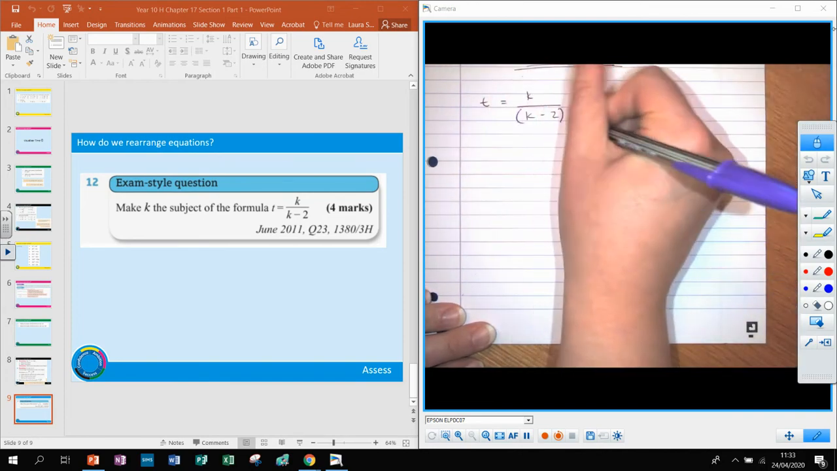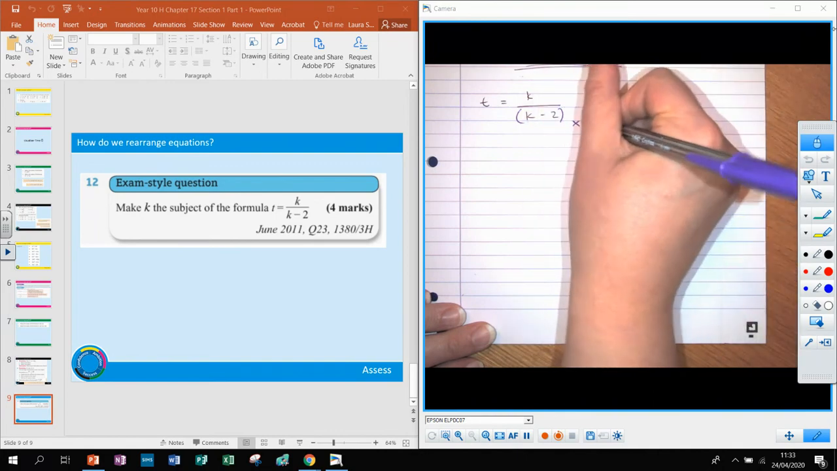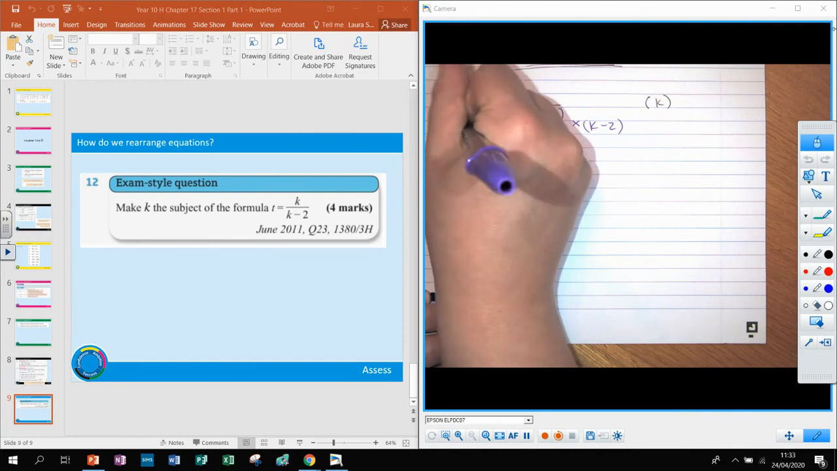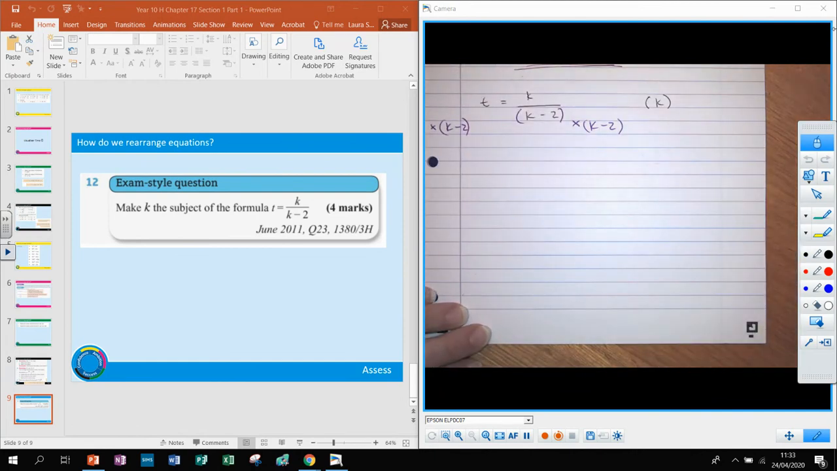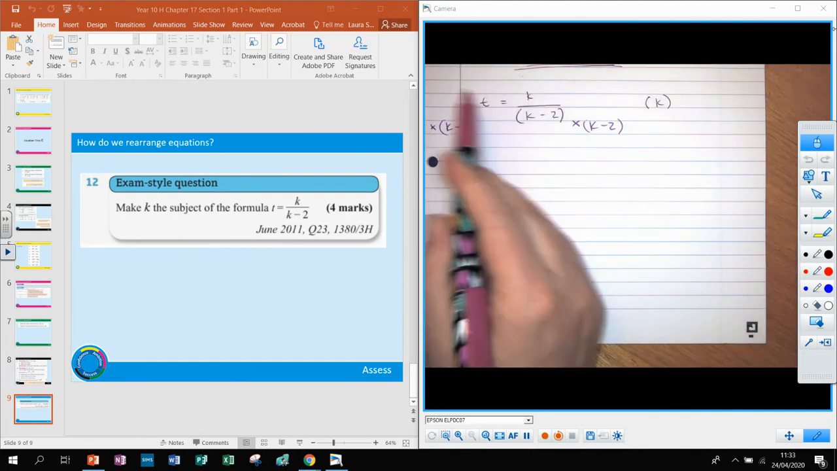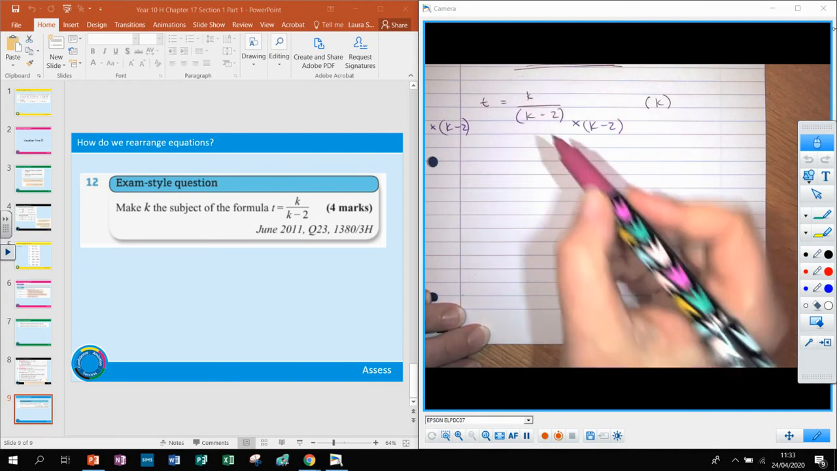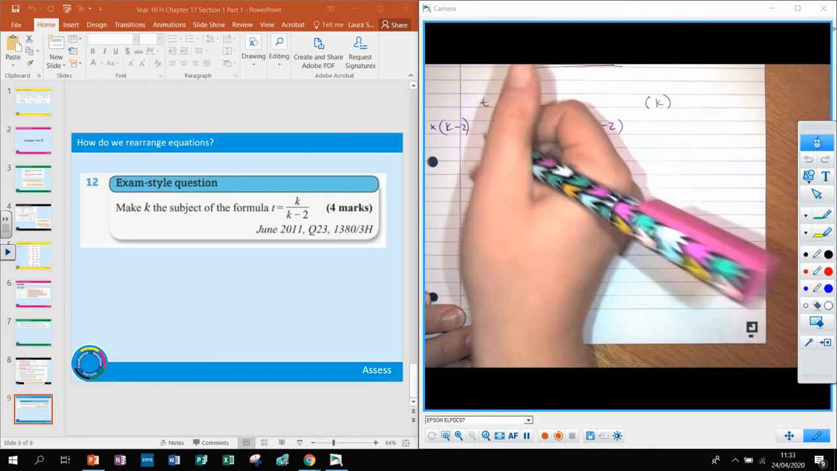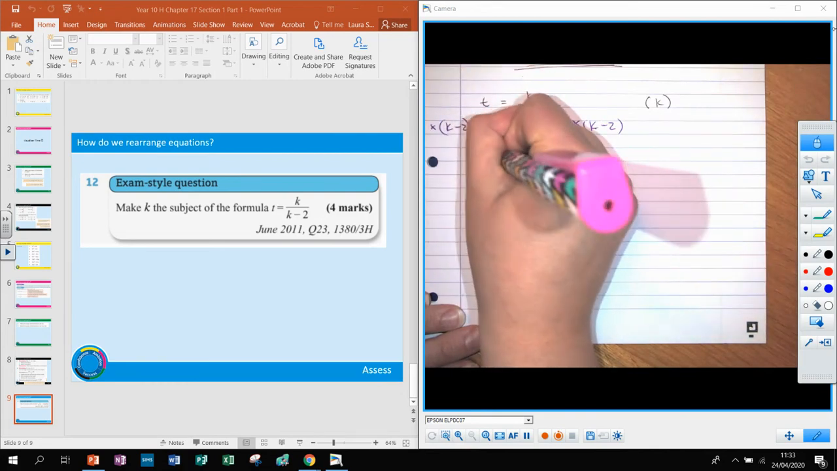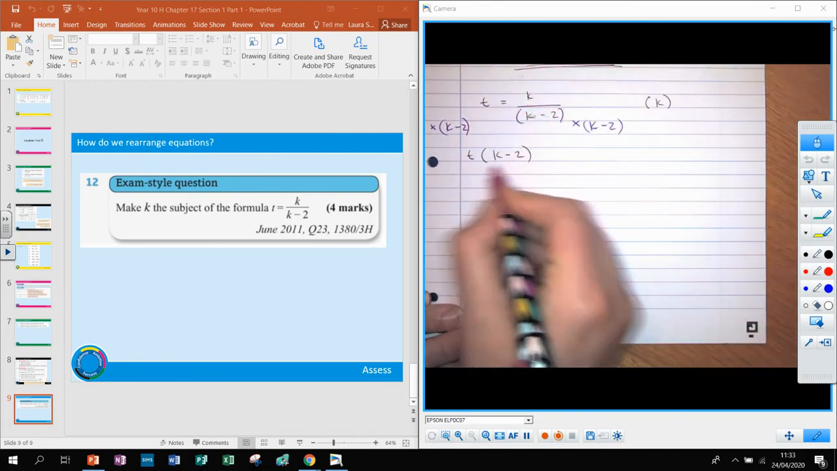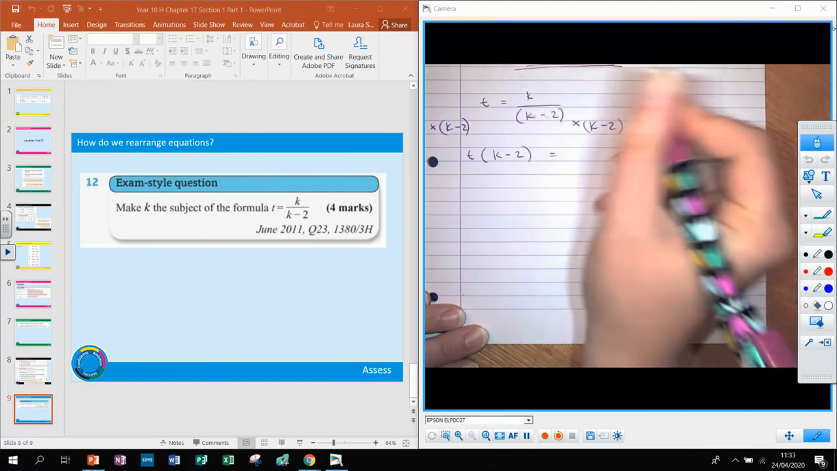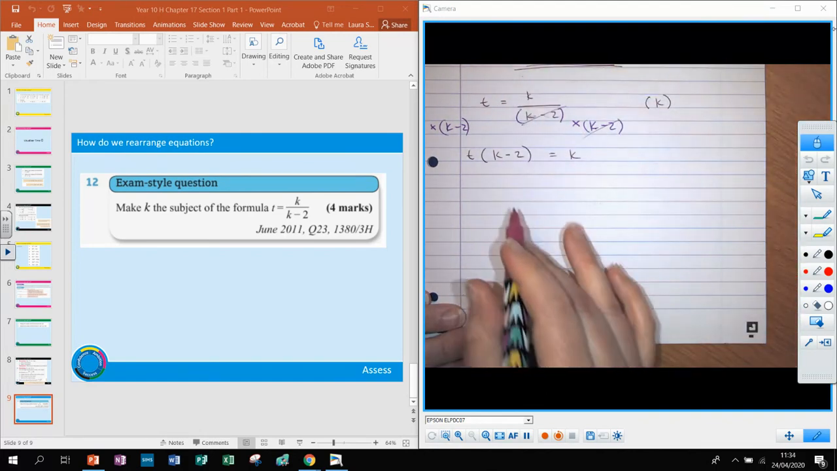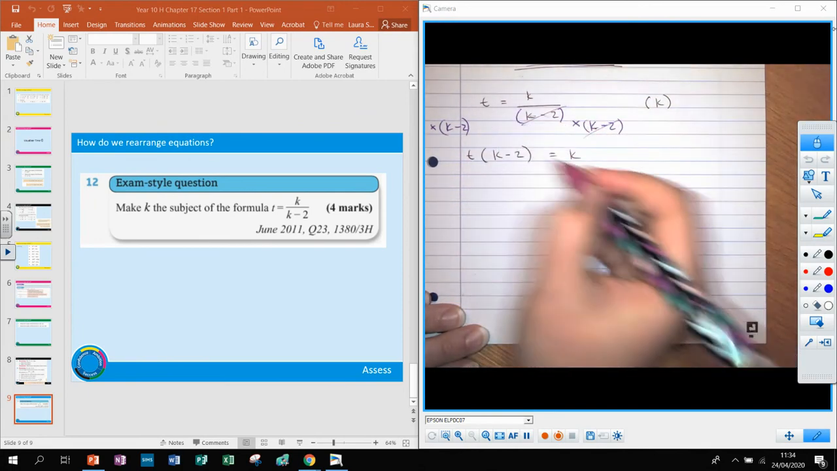So we are going to multiply both sides by k minus 2. I've put it in a bracket because that way I keep track of it, and I also know that on the left I'm going to have to expand, and it also helps me see that these two will cancel out. So we end up with t times the k minus 2, which I'm going to write like that, is equal to k. Why? Because those canceled out. Lovely. Now I can actually expand.